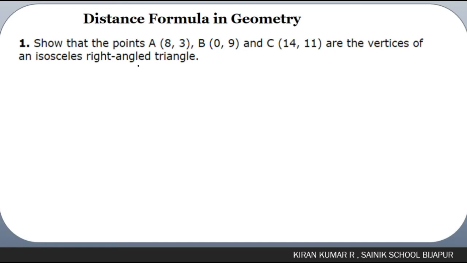To check whether it is an isosceles right-angled triangle, two things must be done. The first thing to be done is we have to show that two of the sides are equal, and one more thing to do is we have to show that the sides satisfy Pythagoras triplet. Let us first find out the distance between AB. The distance AB will be given by under root (0 minus 8) whole square plus (9 minus 3) whole square.